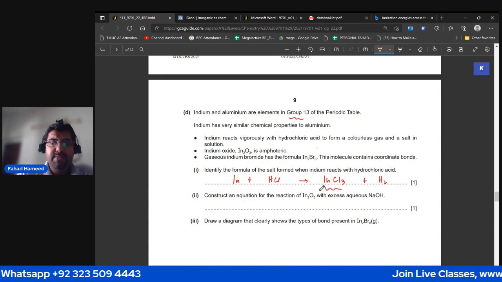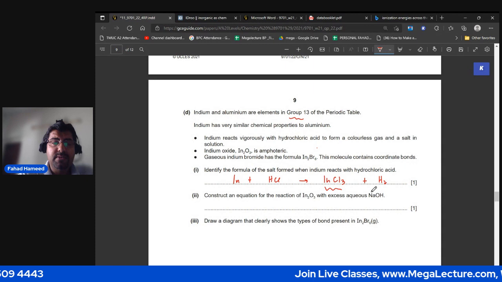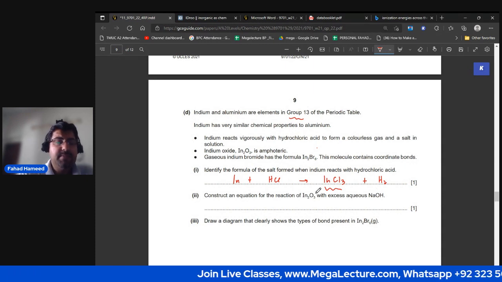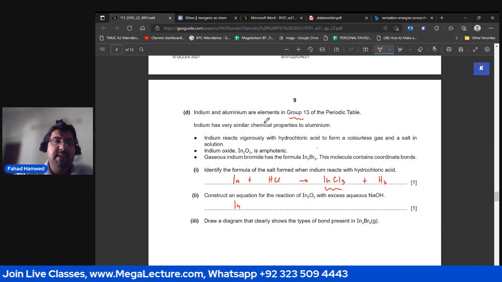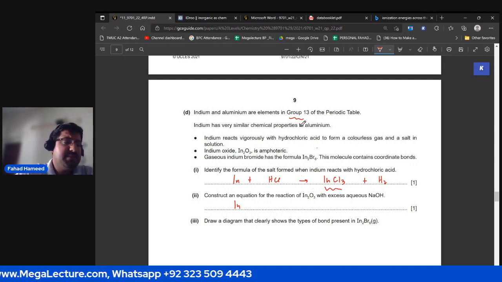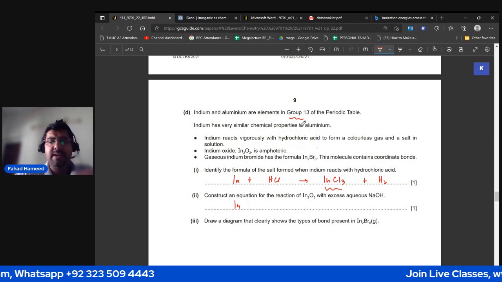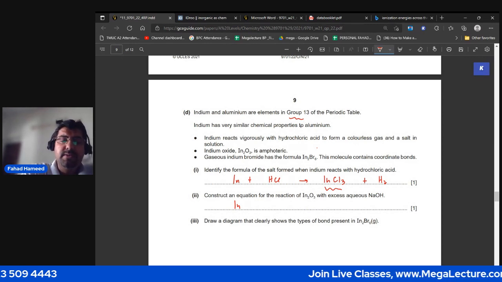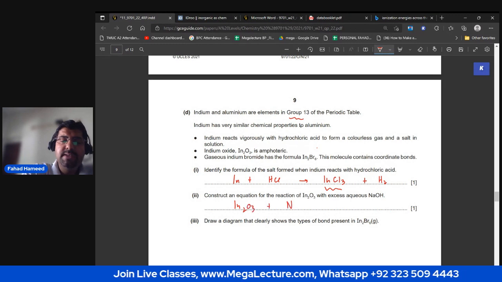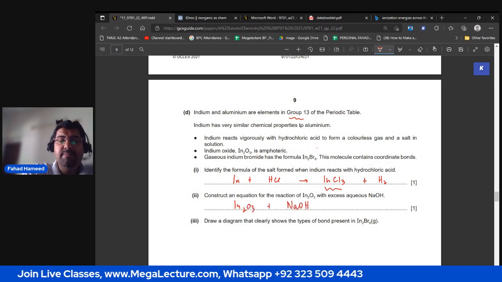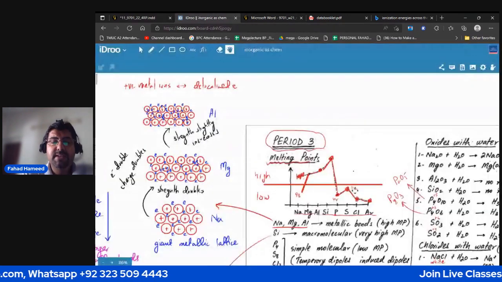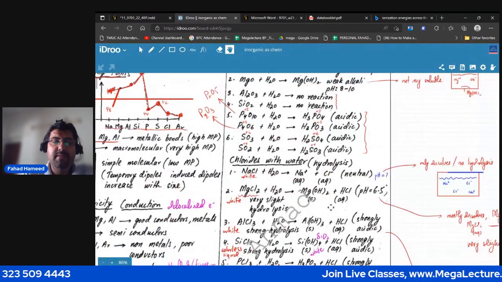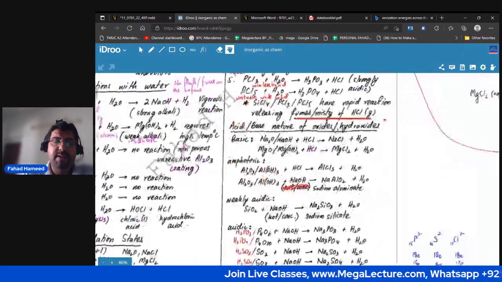And construct an equation for the reaction of In2O3 with excess NaOH. So it's the same as aluminium, because whenever you get a question like this, where they say they have similar chemical properties to aluminium, they're basically talking about aluminium. They're not actually even talking about indium. So what happens when In2O3 reacts with NaOH? This is aluminium. Remember, aluminium oxide is amphoteric.